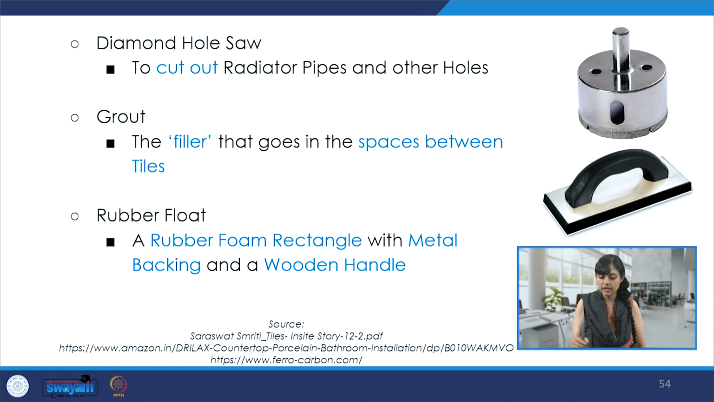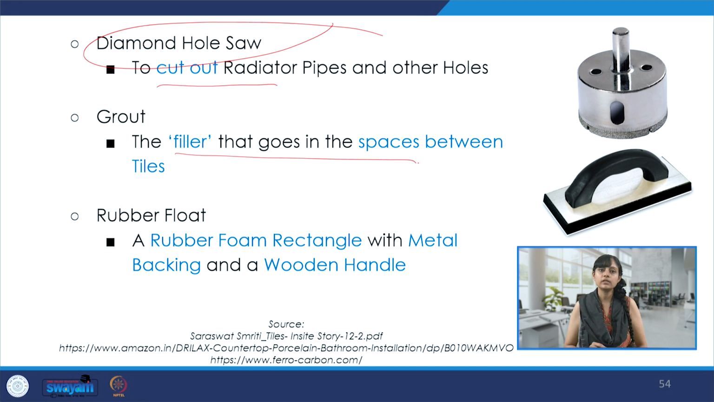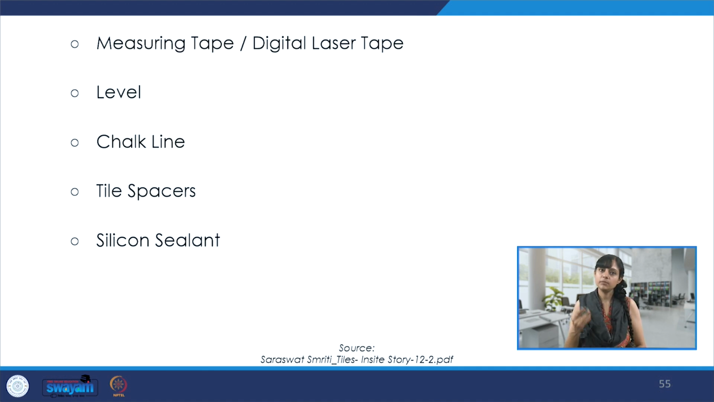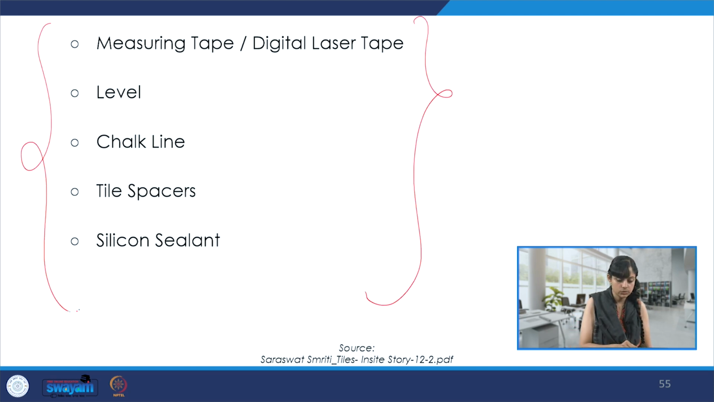There is also this diamond hole saw, to cut out radiator pipes and other holes. And then there is grout, the filler that goes in the spaces between tiles that we just saw. There is also something known as the rubber float, a rubber foam rectangle with metal backing and wooden handle, which is required to work while laying the tiles. Then measuring tape, of course, or it could be a digital laser measuring tape that we use these days. Of course, the level, the chalk line, the tile spacers, silicone sealant, all of these are very, very basic but crucial tools which are required on site while working with tiles.